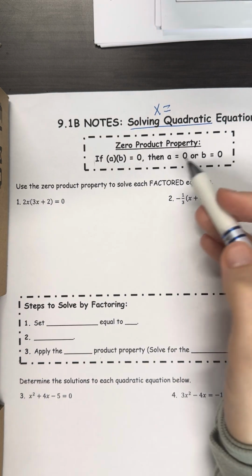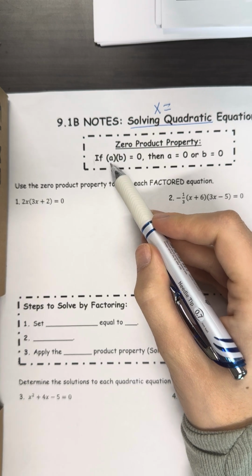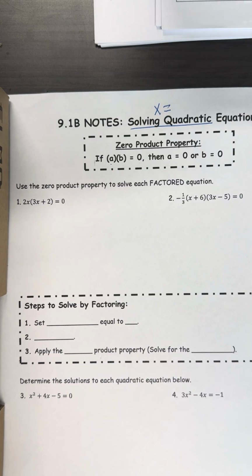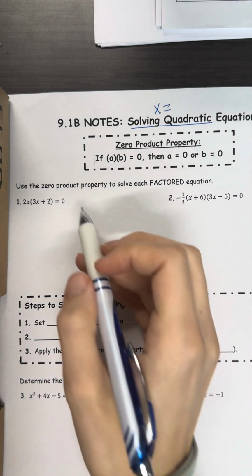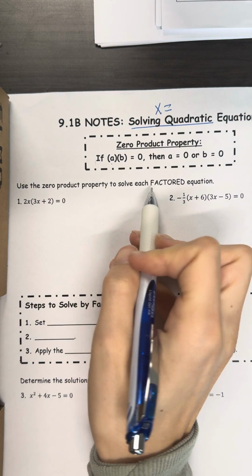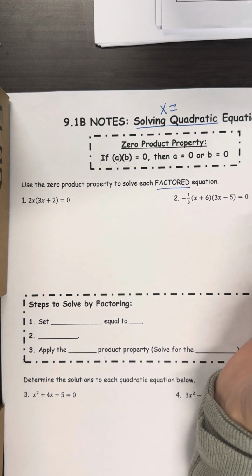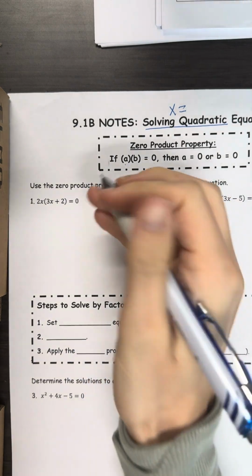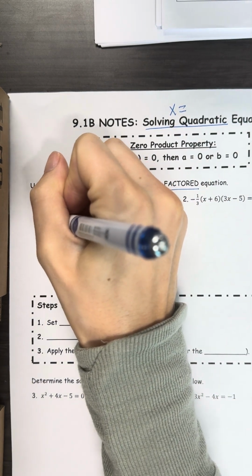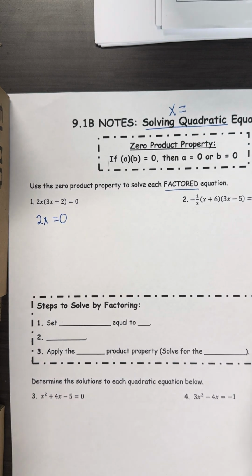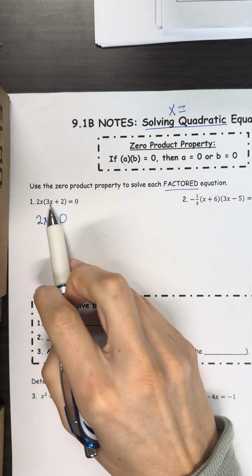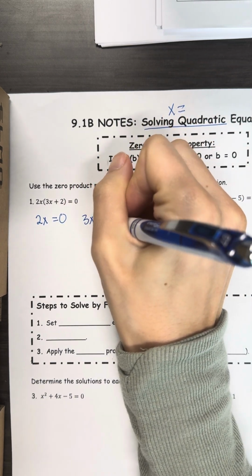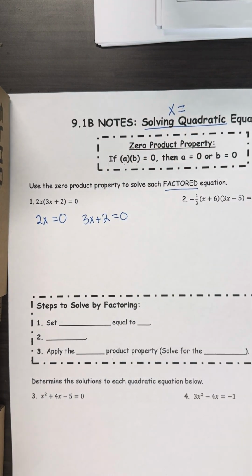So what that means is we're just going to take your first set of parentheses and set it equal to 0, and then your second set of parentheses and set it equal to 0. Use the zero product property to solve each factored equation. My first group in number 1 would be 2x, so 2x equals 0. My second group is 3x plus 2, so I'm going to write 3x plus 2 equals 0.